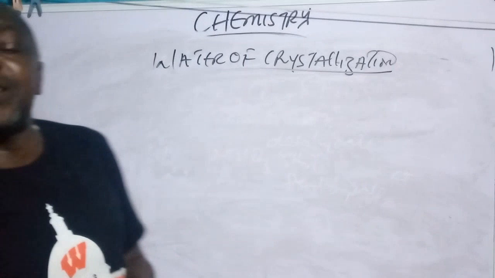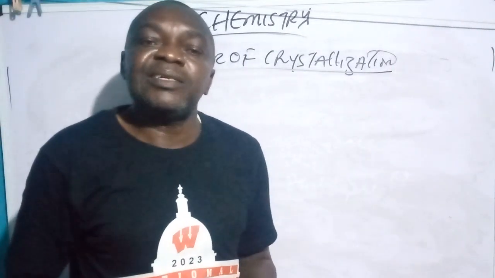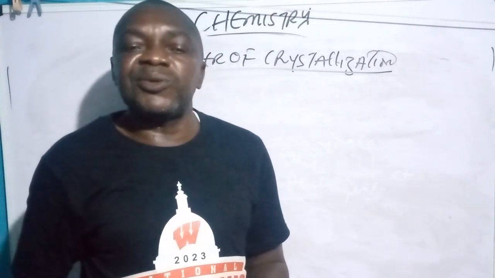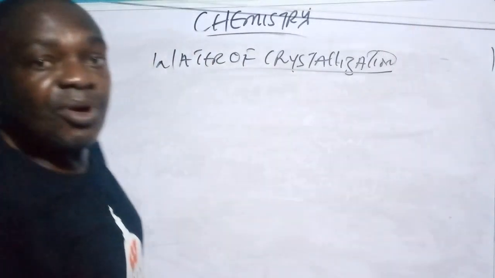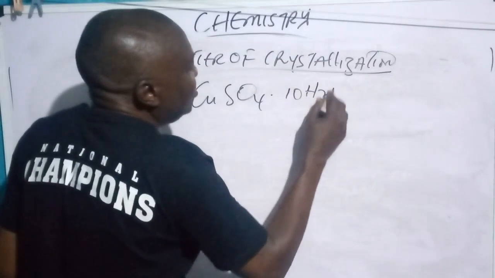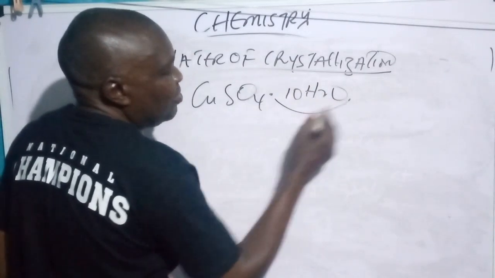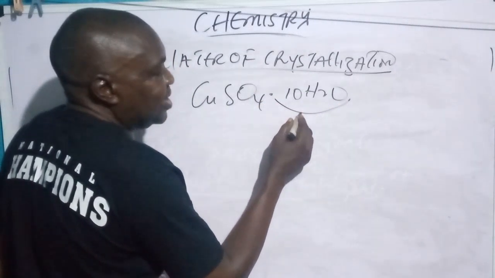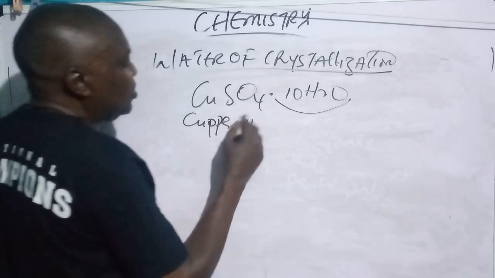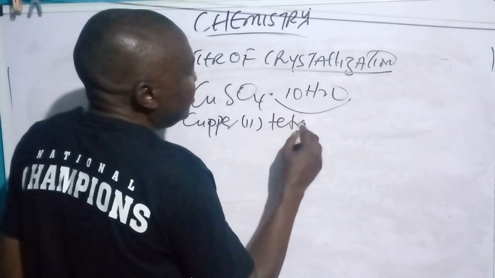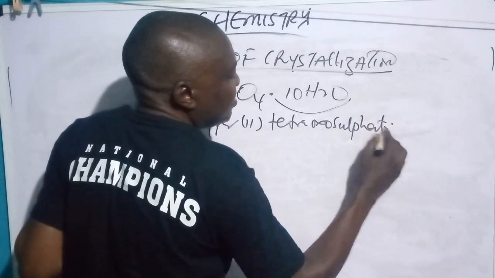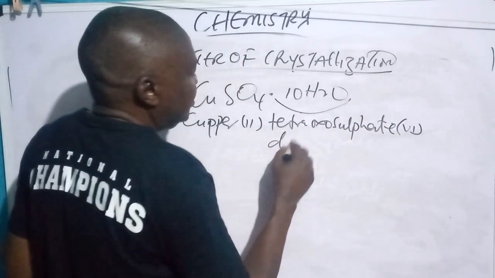Water of crystallization is the definite amount of water some compounds chemically combine with when they are produced from an aqueous solution of their salt. An example of such compounds is CuSO4.10H2O. This means the water of this decahydrate is water of crystallization. The name of this compound is copper(II) tetraoxosulfate(VI) decahydrate.